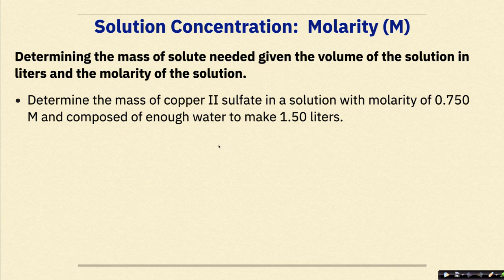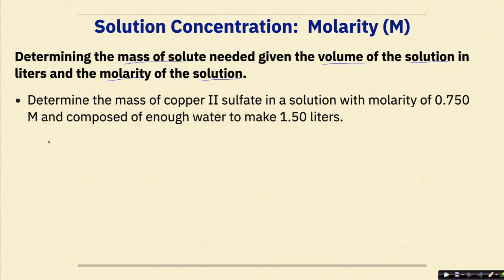Okay, let's look at another example. In this situation, we're going to be determining the mass of solute needed. So we're looking for mass of solute needed given the volume of the solution in liters and the molarity of the solution. So we're given volume, we're given molarity, we need to find the mass of solute. Okay, determine the mass of copper 2 sulfate in a solution with a molarity of 0.750 molar and composed of enough water to make 1.50 liters.